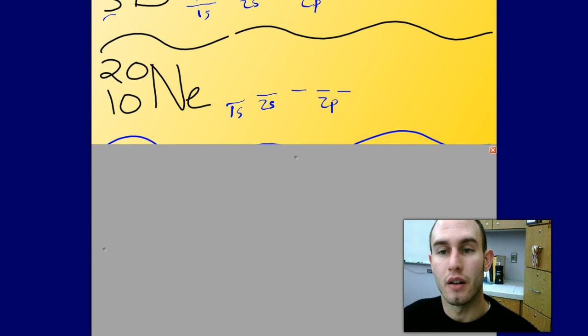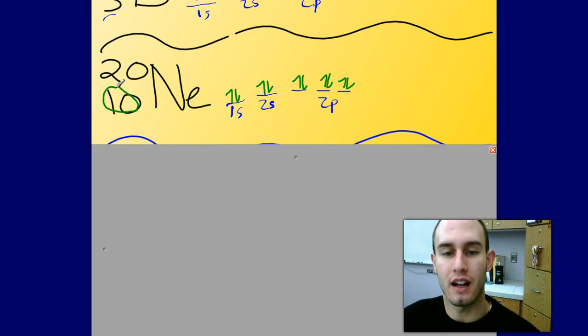I know that my 1s orbital is going to hold 2 electrons, so 1 up, 1 down. 2s is going to hold 2 electrons, then 2p. Everybody gets 1 first. Then I can go back and double them up, because right now I'm at 1, 2, 3, 4, 5, 6, 7. I need to double them up, so it becomes 8, 9, 10. Neon, which has 10 electrons, I represent that right there with my 10 electrons.